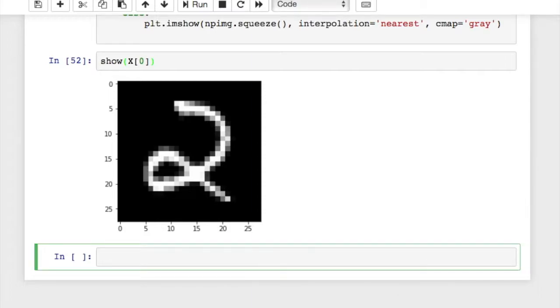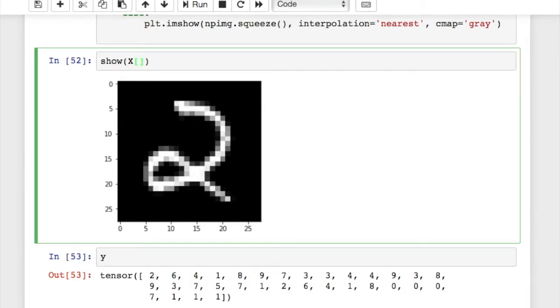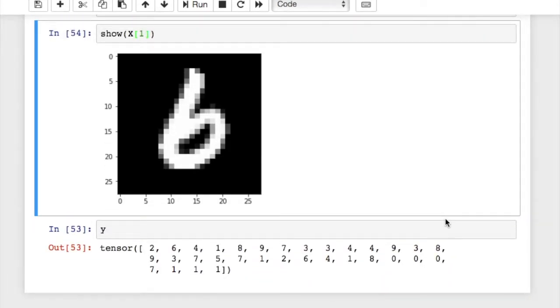Maybe we have a look at the Y's as well. Y are supposed to contain the labels for the images. Let's have a look. Okay, not surprising. 2 is corresponding to 2. And the second one is 6. So maybe have a look at the second sample. Yeah. Okay, according to our very simple investigation, the data are loaded correctly.